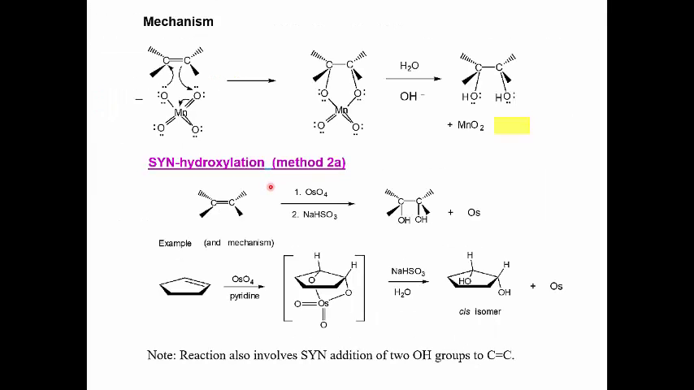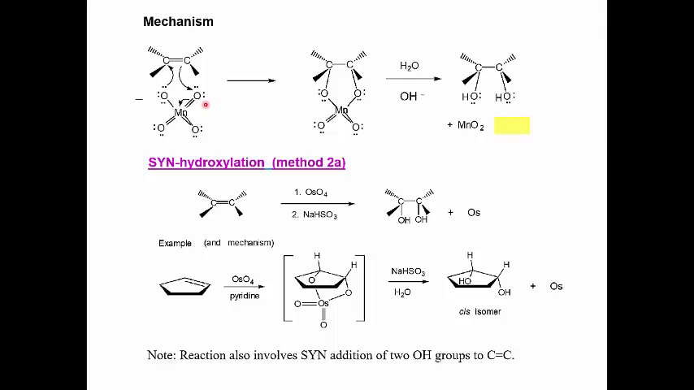How does this occur? Why is the addition a syn addition of two OH groups? Well, it all starts with the permanganate anion, MnO4-1. It comes up and nestles against the alkene, and what happens is the two oxygens of permanganate will both bond to the alkene carbons.